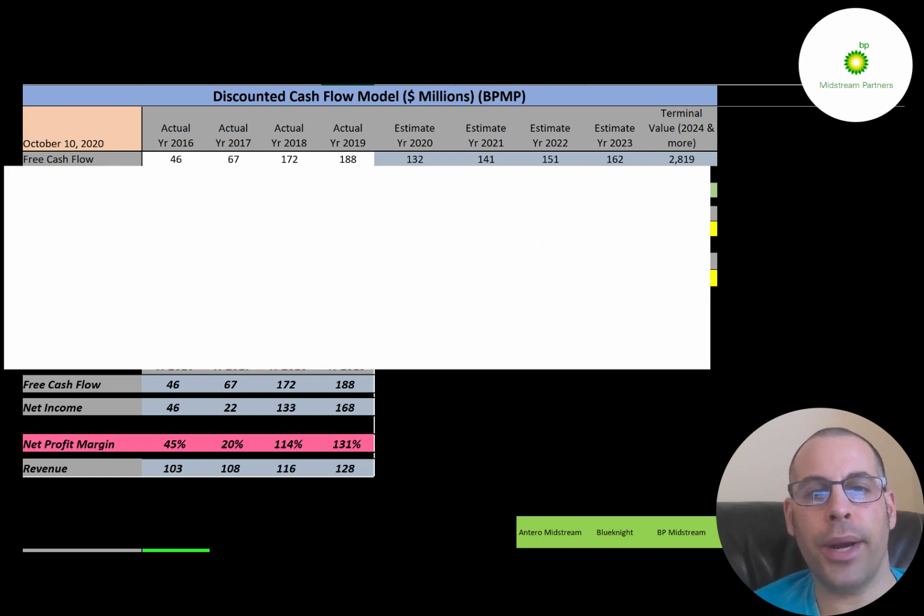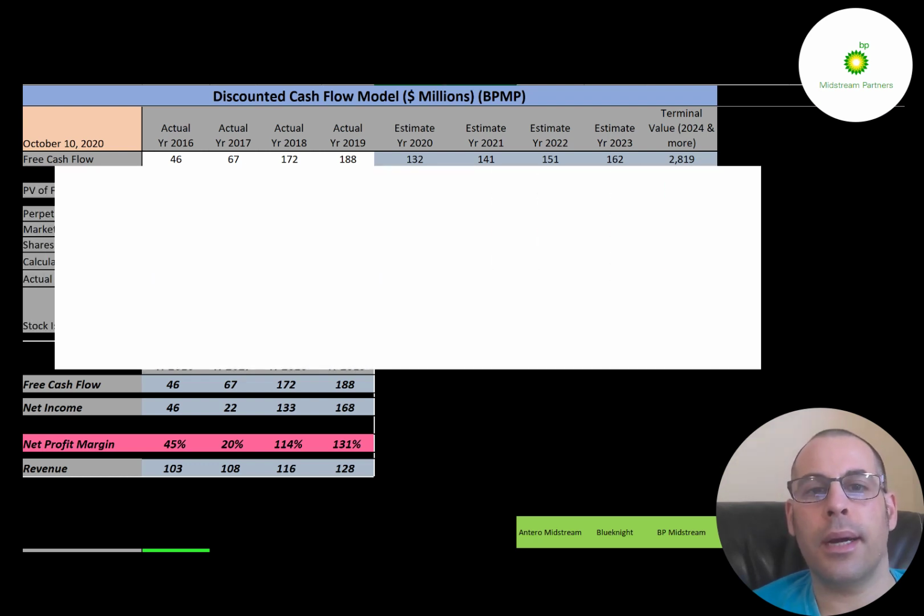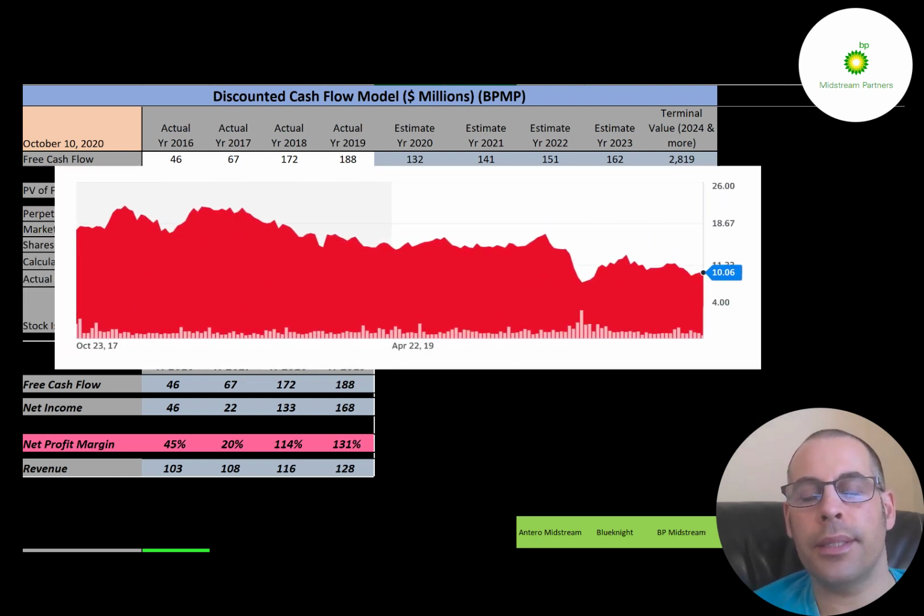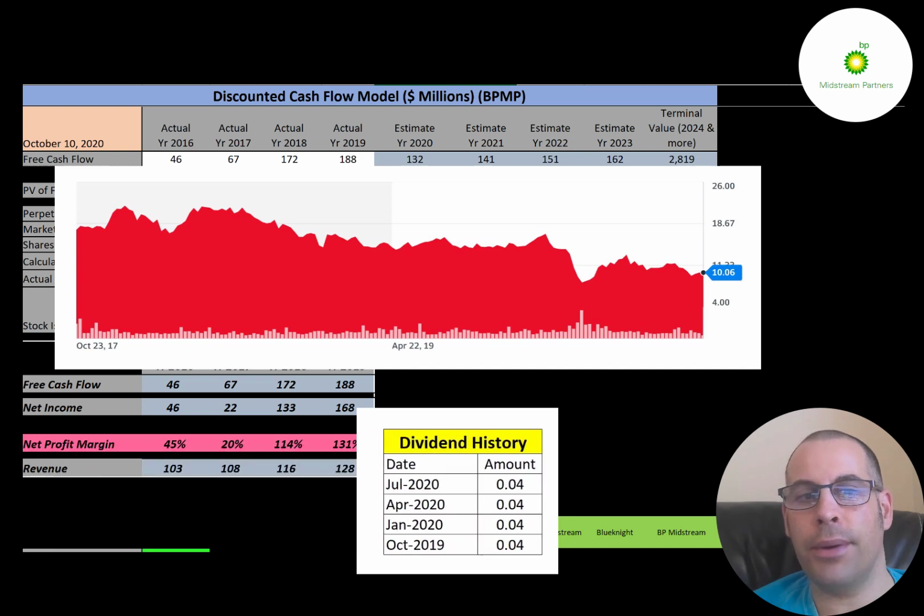Let's see where the stock has been trading the past few years. The stock peaked in the low 20s a few years ago, but has been dropping a lot ever since, which indicates investors aren't willing to pay $20 for the stock. They're willing to pay $10 at this point. Maybe in the future they'll drive the price up, but right now it sits at $10. And they just started paying a dividend last year. They pay 4 cents every quarter.